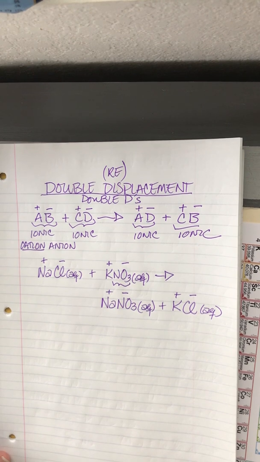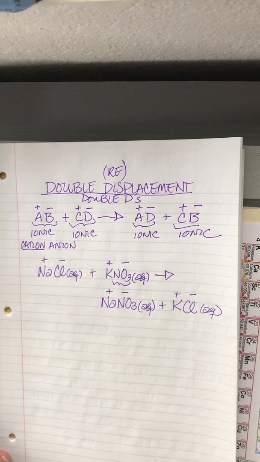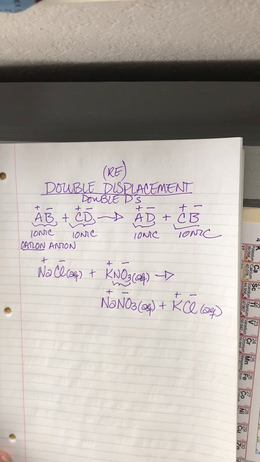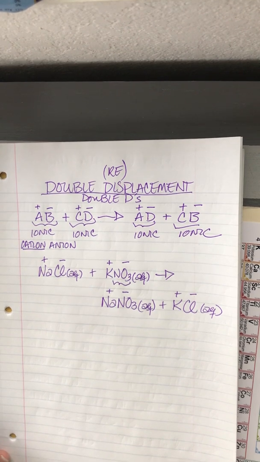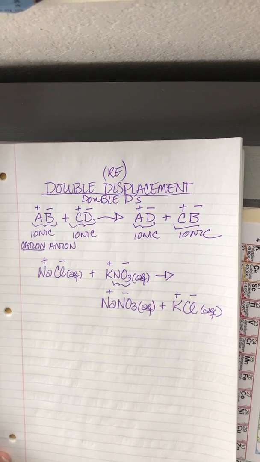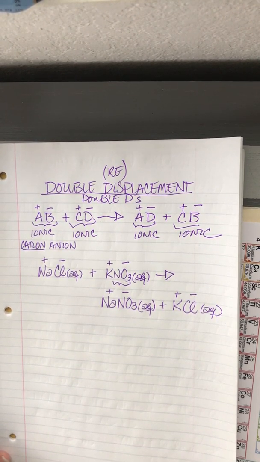Do cations usually always go first? It's always cation to anion, so positive to negative. You always have the opposites attracting. Exactly. So they can switch, so to speak. Any other questions about those?